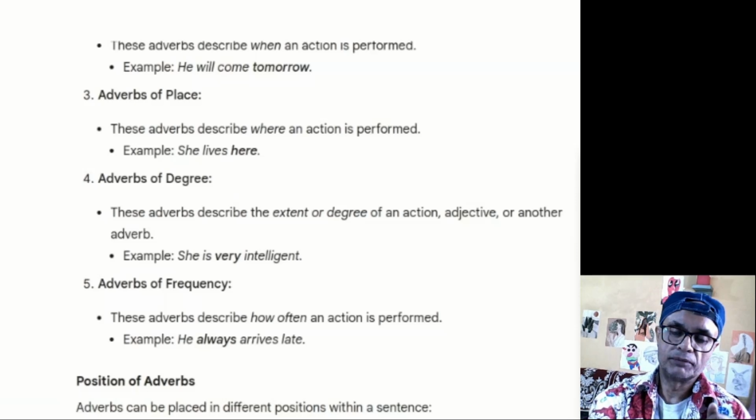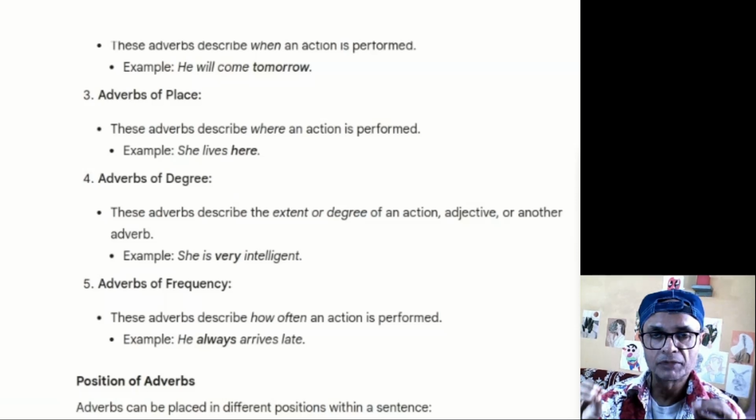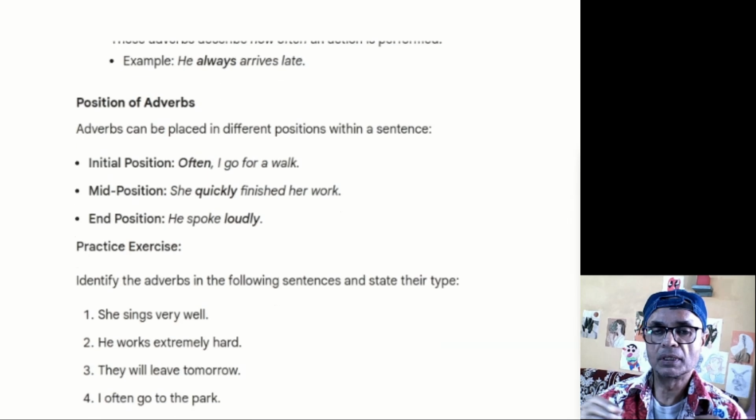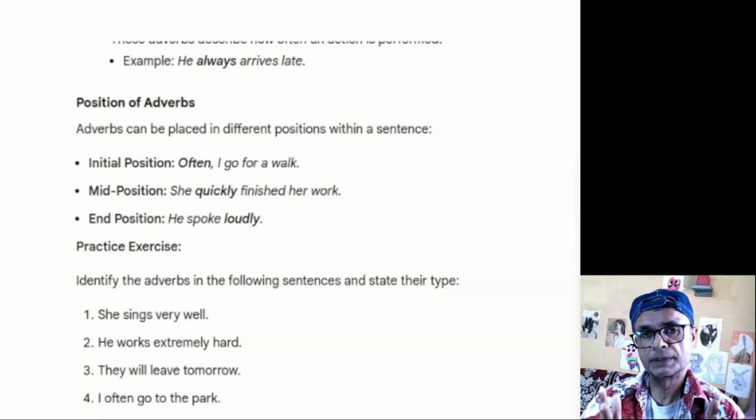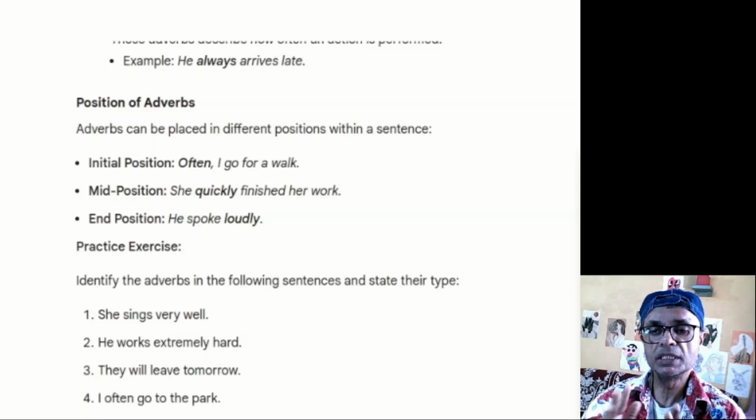Now, position of adverbs. Where will we place the adverbs, right? Whether it will be placed before or after, something like that. Adverbs can be placed in different positions within a sentence depending on the context and other things. Initial position is at the first. That means you place the adverb at the very beginning. Often I go for a walk. And in the mid position, she quickly finished her work. And the end position, he spoke loudly.